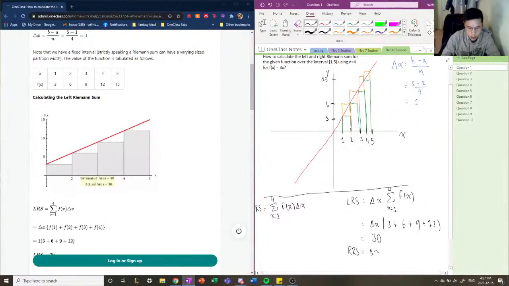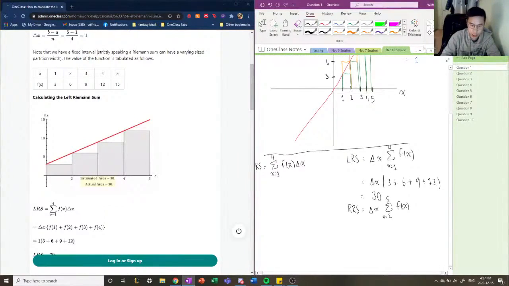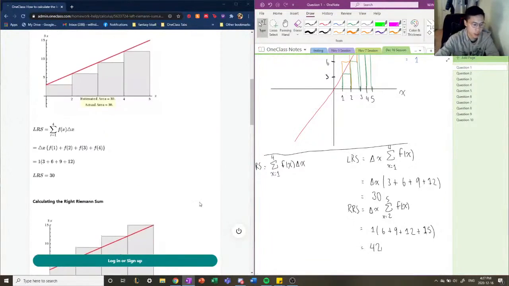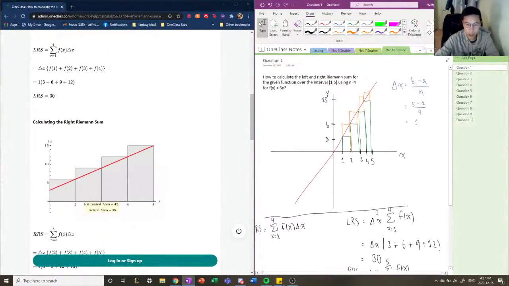Okay, so delta x. Here we're going to exclude our 1 value, so we're going to calculate from x equals 2 to 5 of f of x. And if we do so, we'll get delta x, our 1, times f of 2, which is 6, f of 3, which is 9, f of 4, which is 12, and f of 5, which is 15. And if we add this all together, we get 15 plus 12 is 27, 27 plus 15 is 42. Okay? Alright, so that's how you calculate left and right Riemann sum.